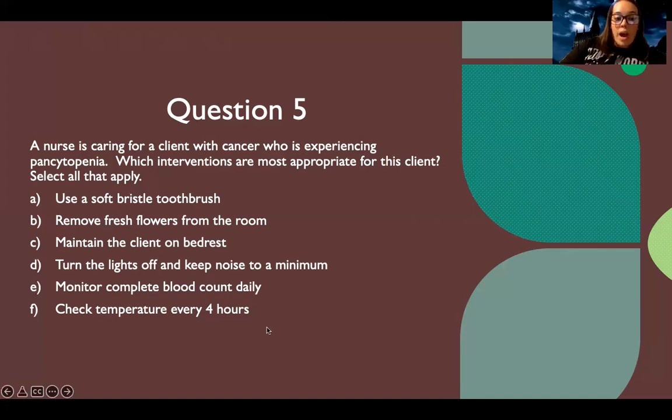Check temperature every 4 hours. Well, if they're at risk for infection, I probably would want to do that. I usually check vital signs more frequently in patients that are pancytopenic or at high risk for infection. So that sounds reasonable. So that leaves me with correct answers of A, B, E, and F for this one.